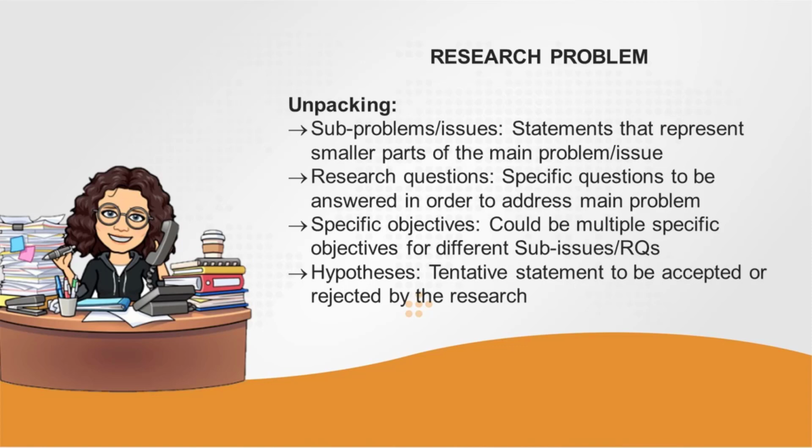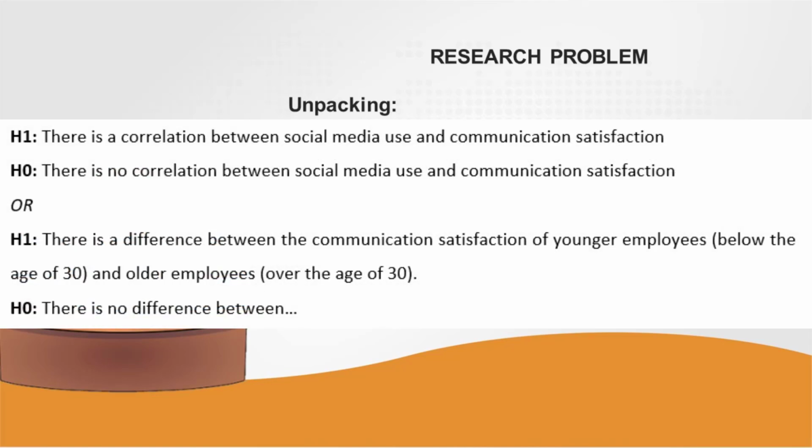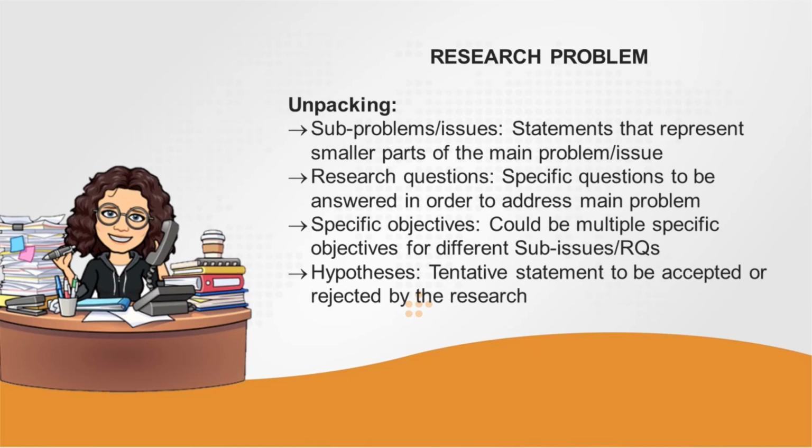These are examples. The research hypothesis here is there is a correlation between social media use and communication satisfaction. And then the null hypothesis is there is no correlation between social media use and communication satisfaction. Or it could be, in another example, there is a difference between the communication satisfaction of younger employees and older employees. And then the null hypothesis would be there is no difference between the communication satisfaction of older employees and younger employees. For instance, you can complete that by yourself.